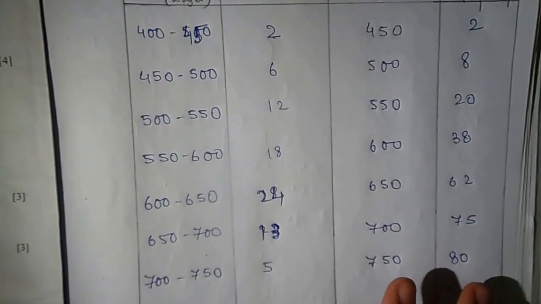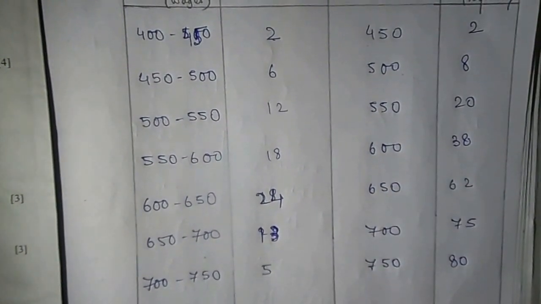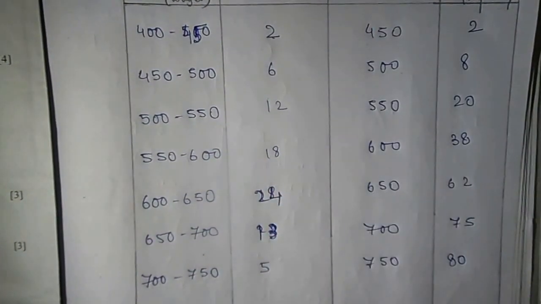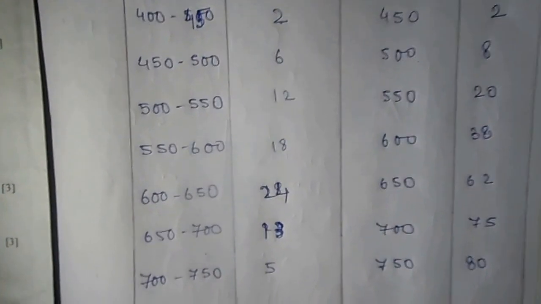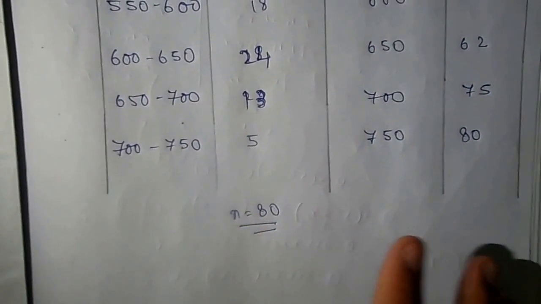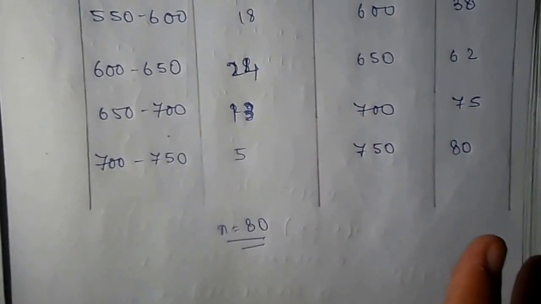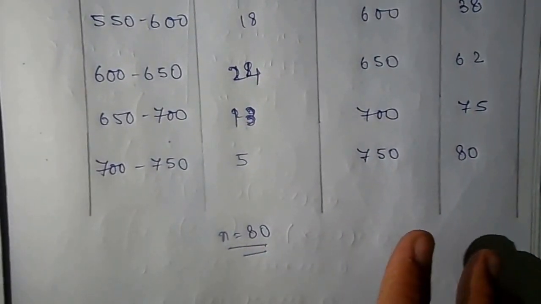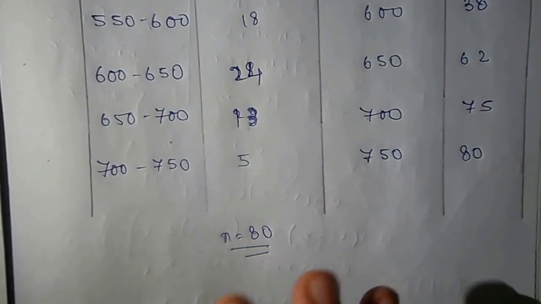So now we have to plot a graph between cumulative frequency and the upper boundary. Let the total frequency n equal 80. This will help us to solve some questions. Firstly we will plot all the points, and then we will solve the 3 remaining questions.